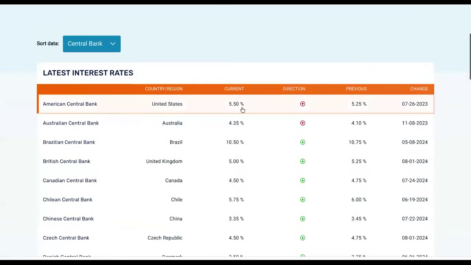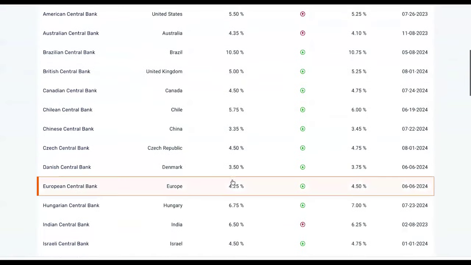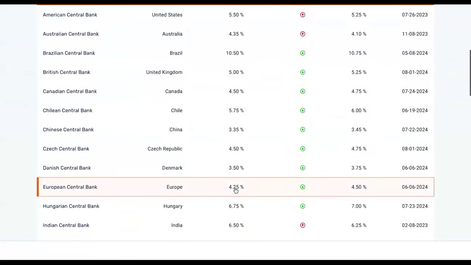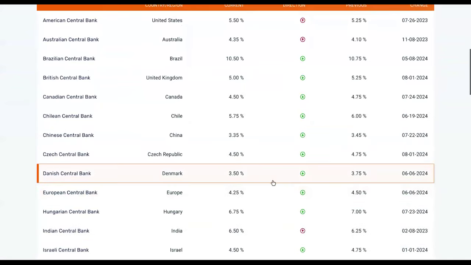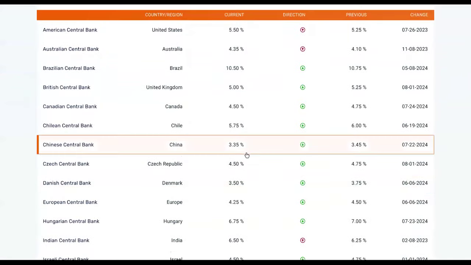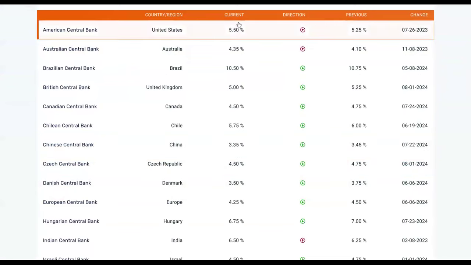Come down here, the Feds right now is currently at 5.5, and the European Central Bank is at 4.25. So there's a 1.25 difference, basically, right, between the two banks. So there's some type of differential between these central banks. Now, rates tend to positively impact.